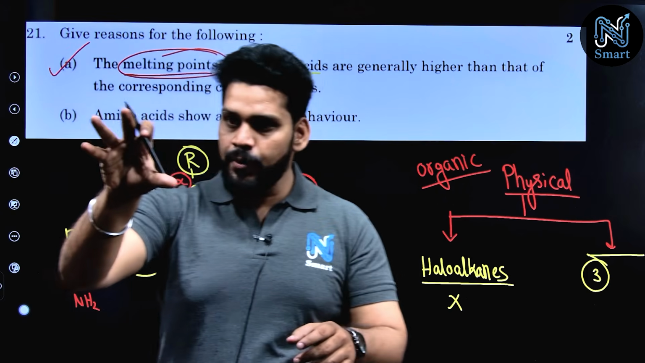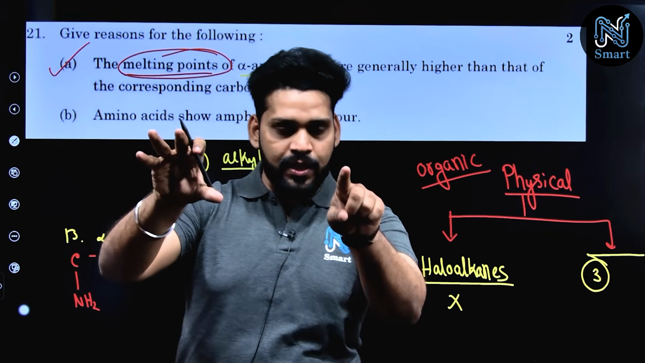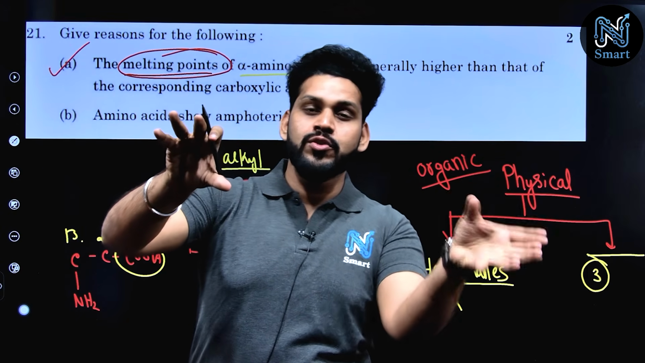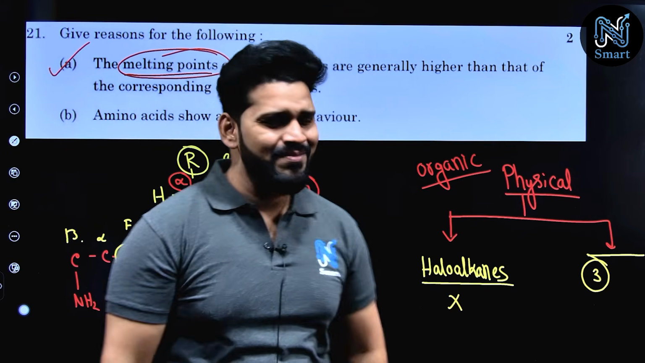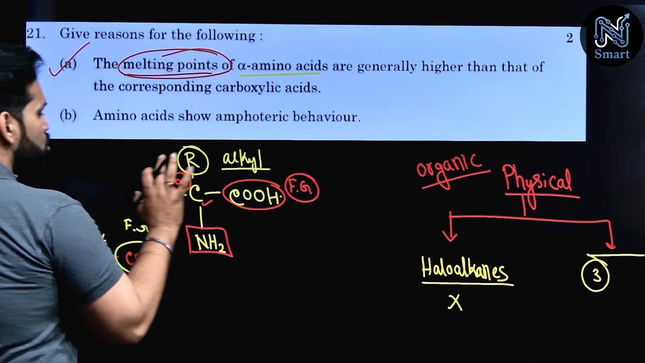Gamma means COOH, alpha first carbon, beta second carbon, gamma third carbon. So if the NH2 is in the third carbon, that will be called your gamma amino acid. As simple as that, right? Okay. So what are they asking in the question?